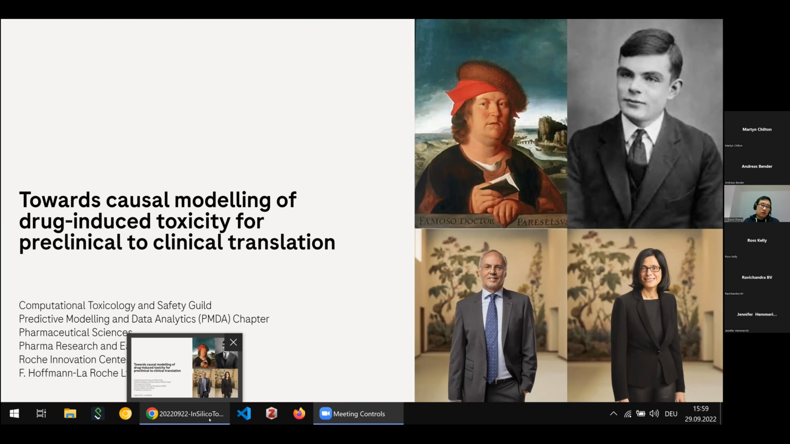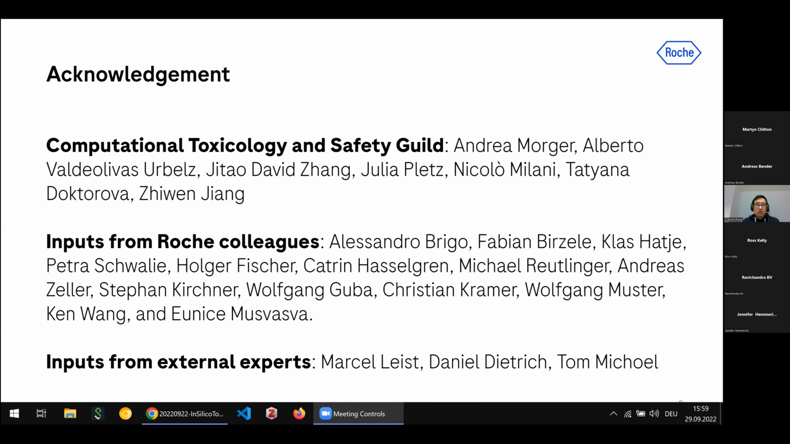The title of today's talk is Traverse Causal Modeling of Drug-Induced Toxicity for Preclinical to Clinical Translation. And this is actually where our team sees itself going. We are a very recent team, we just started this year, though Roche has a long tradition, like any other company, working in the field of computational toxicology. But it's just this year that we started to have a dedicated team on computational toxicology and safety. And we got broad input from Roche colleagues as well as external experts.